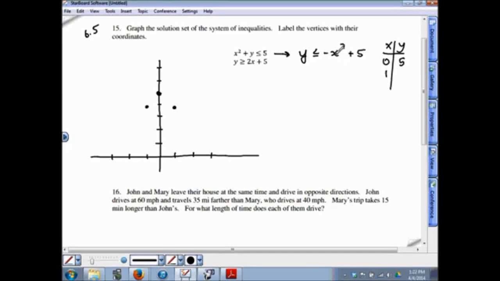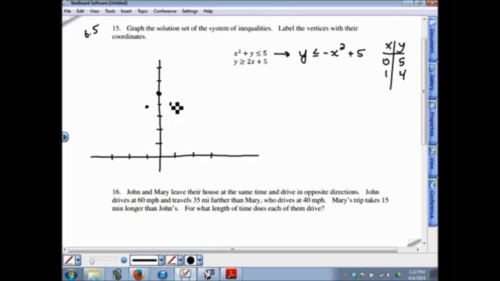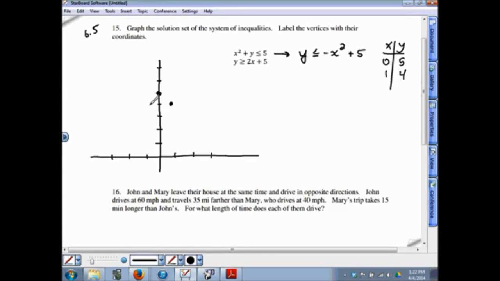If you let x equal 1, then 1 squared is 1. 1 times negative 1 is negative 1. Negative 1 plus 5 is 4. So the point (1, 4) right here is on the graph. That means, using symmetry, you know that point across is on the graph.